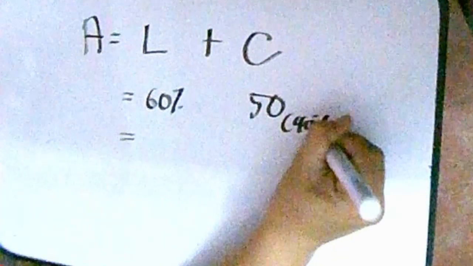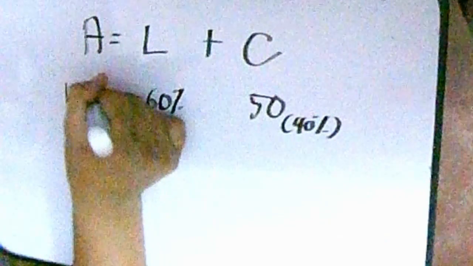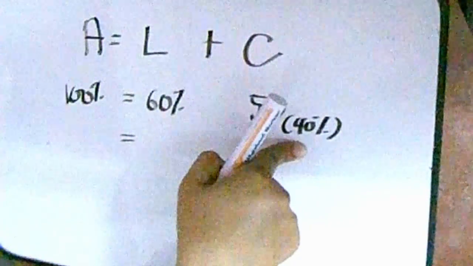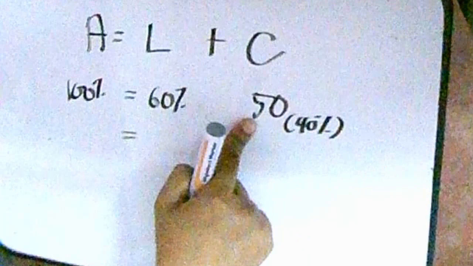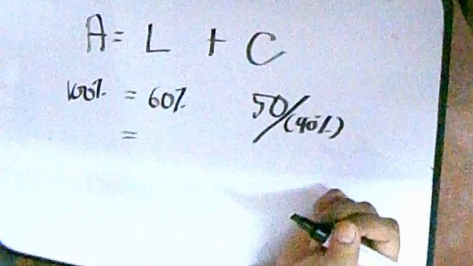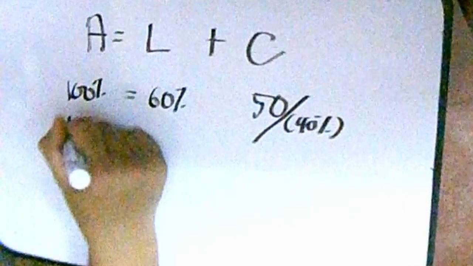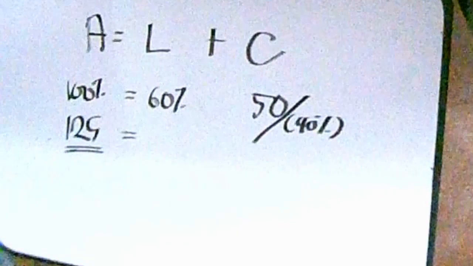40%. Diba? Ito 60 kasi 100% yung ating assets. So 60 ito, ibig sabihin ito 40. So para makuha natin yung asset natin, yung 100%, 50,000 divided by 40%. So yung answer natin dyan is 125,000 pesos.